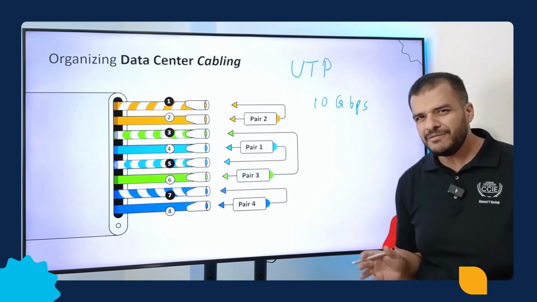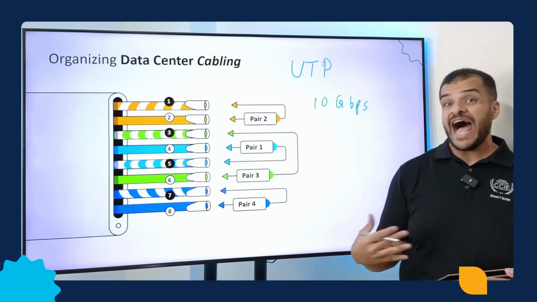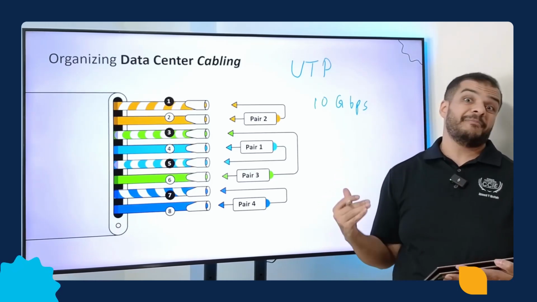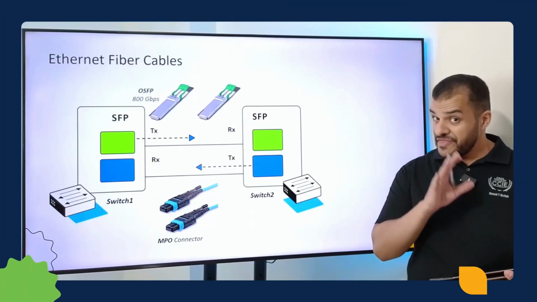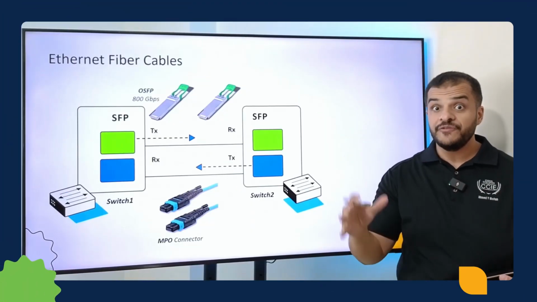But hey, what if you needed more bandwidth? What if you needed higher speed? Then I might kick it up a notch and move to fiber. So when I say fiber, Ethernet is not going to leave you behind. They also offer you the fiber optics.